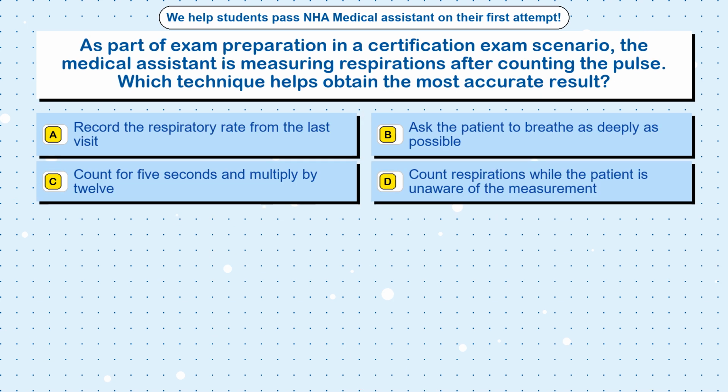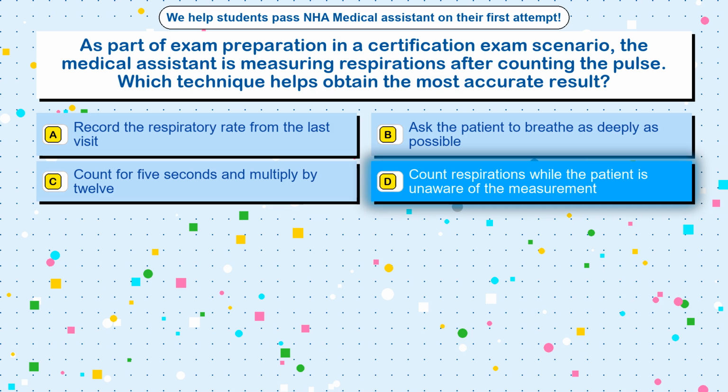Question 17. As part of exam preparation in a certification exam scenario, the medical assistant is measuring respirations after counting the pulse. Which technique helps obtain the most accurate result? Option A. Record the respiratory rate from the last visit. Option B. Ask the patient to breathe as deeply as possible. Option C. Count for 5 seconds and multiply by 12. Option D. Count respirations while the patient is unaware of the measurement. The correct answer is option D. Count respirations while the patient is unaware of the measurement.